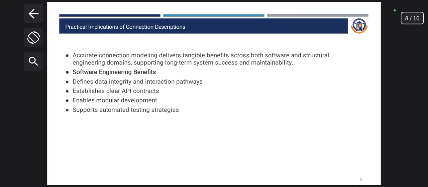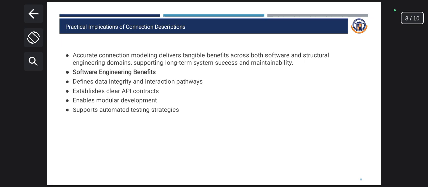The next one is the practical implications of connection descriptions. Why should we care? Accurate connection modeling brings several benefits. The first one is data integrity, which ensures that interactions are valid and consistent. The next one is clear API contracts, so modules interact predictably with the particular product or the requirements gathered from the client or customer.